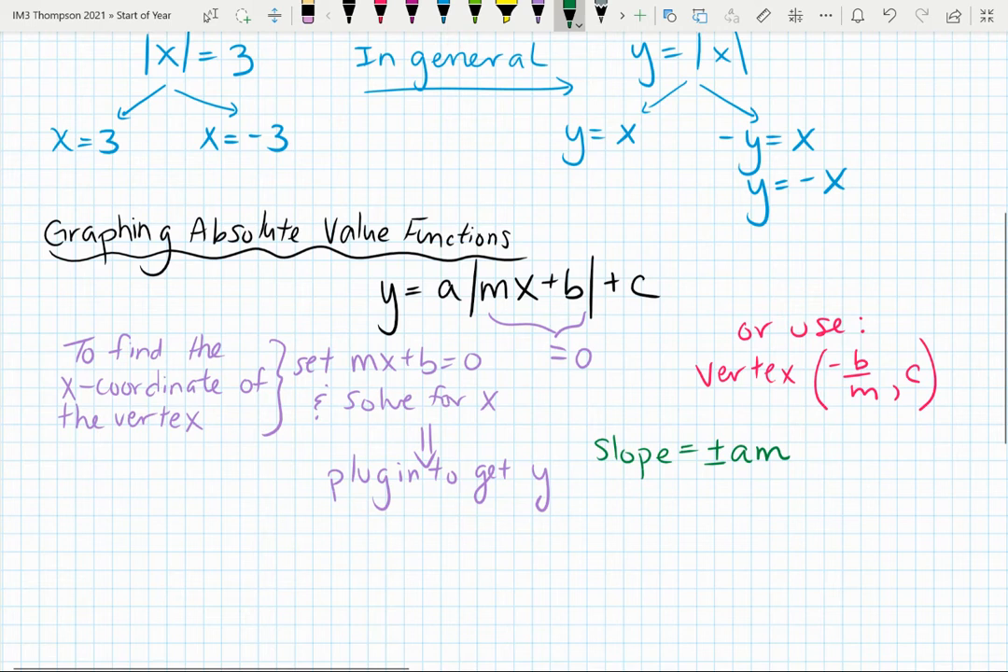So to find the x-coordinate of the vertex, I can either think of this as taking whatever is inside the absolute value, setting it equal to 0 and solving for x, then taking that and plugging it in to get y. Or I can use this formula if you prefer to memorize formulas. It's whatever works for you.